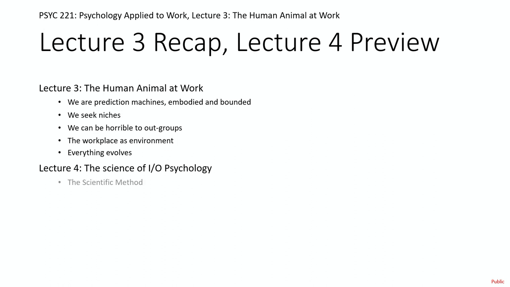Next lecture, lecture 4, will be about the science of IO psychology. We'll be going back to the book, to chapter 2. We'll talk about the scientific method. We'll talk about psychology and its maturity. How mature of a science is it? We'll talk about variables and the replication crisis, and experiments and observation and surveys.